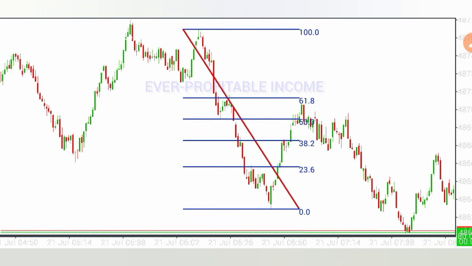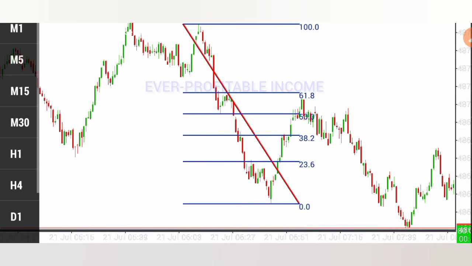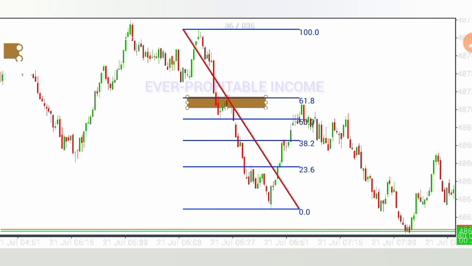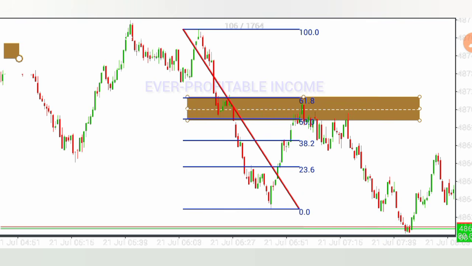Okay, so after drawing your Fibonacci tool to connect your swing high and your swing low, if I want to get an entry, the next thing to do is to mark out the gold zone. I call it the gold zone, and the gold zone is between the 50 and the 61. So I'm going to mark it out. Okay, so this is the gold zone. I just mark it out like this, the 50 level and the 61 level.